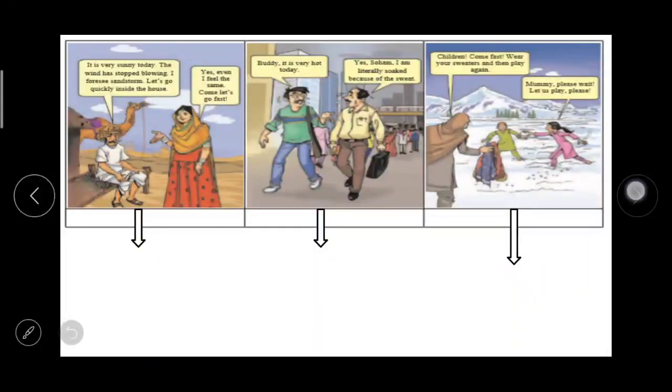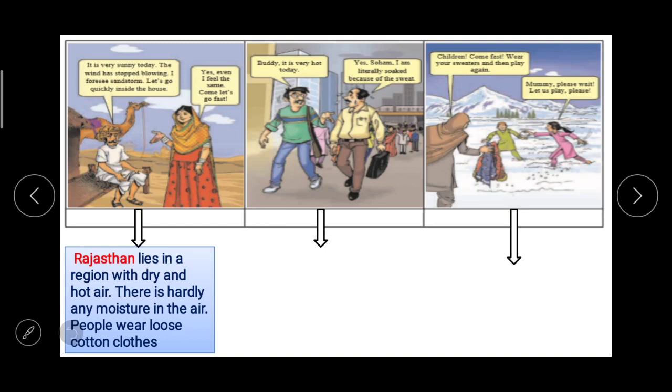And in our textbook, in the beginning, these three pictures are given in figure 3.1. The first one is of Rajasthan, where the description is given: it is very sunny today, the winds had stopped blowing, I foresee a sandstorm, and let's go quickly inside the house. Yes, even I feel the same, come let's go fast. Two people talking there about the climatic condition.